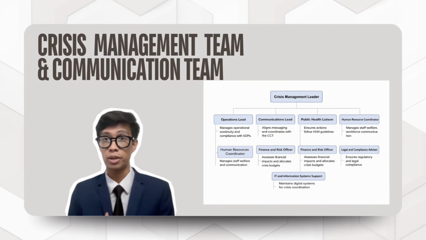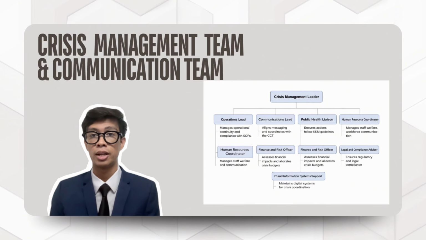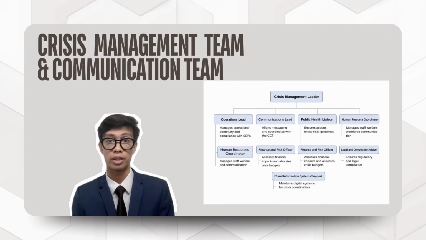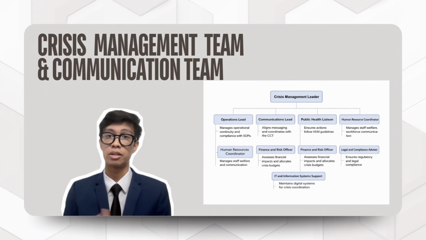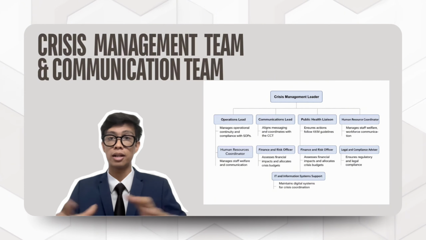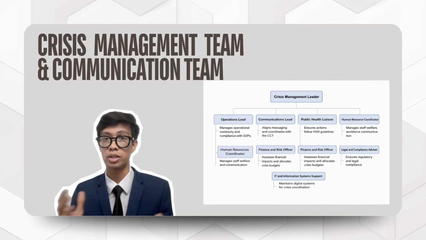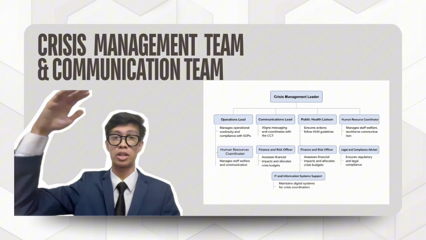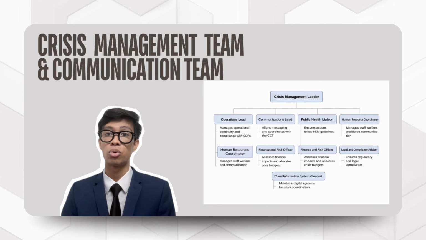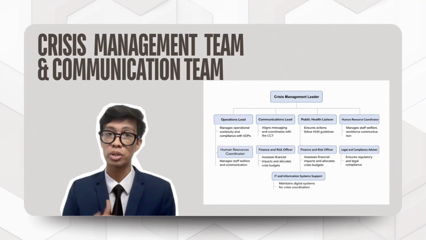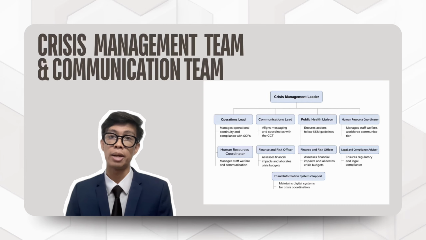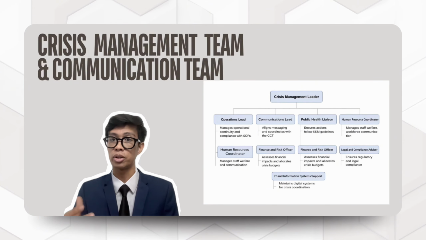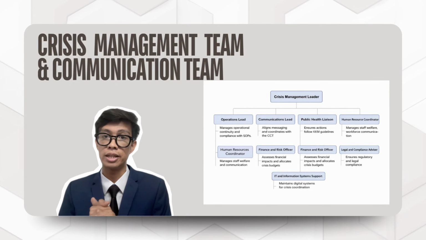Now we move on to explain the typical crisis management team hierarchy. As shown in the organizational chart on the screen, the crisis management team in a Malaysian tourism organization follows a clear hierarchical structure to ensure effective coordination during a crisis. At the top of the structure is the crisis management leader, who holds overall authority and is responsible for activating the crisis management plan and making the final decisions. Reporting directly to the leader, there are several key functional roles.